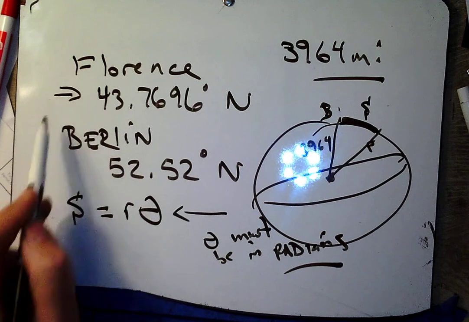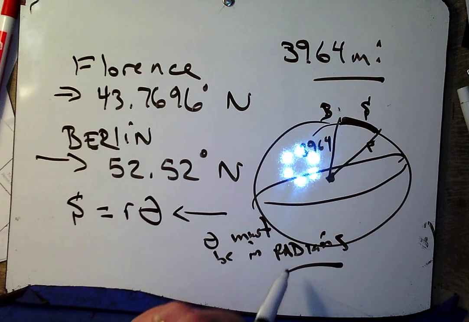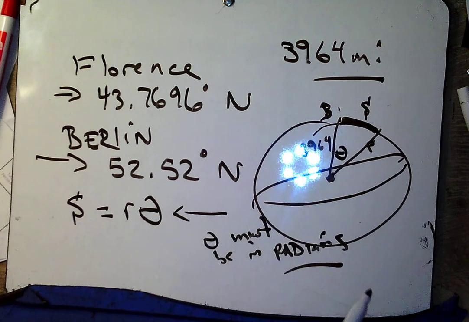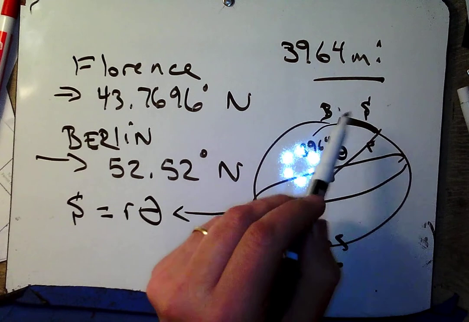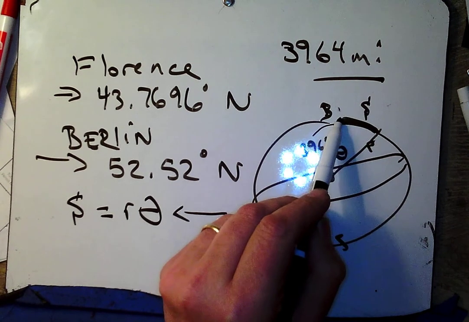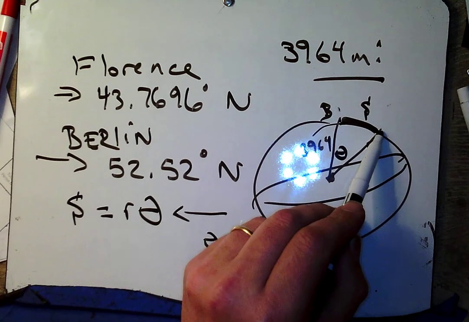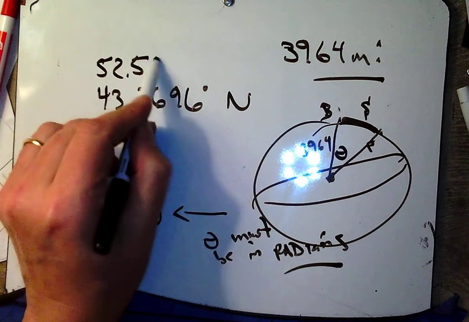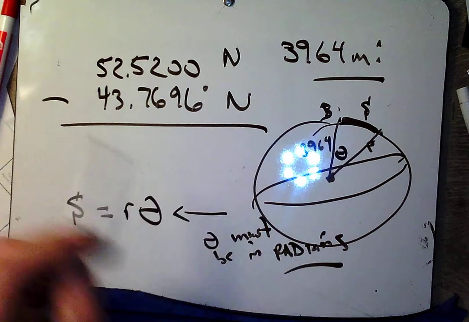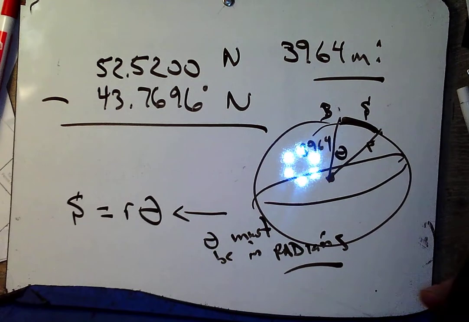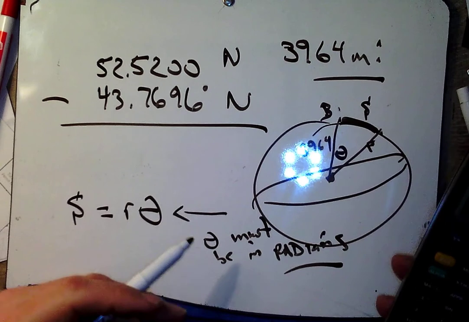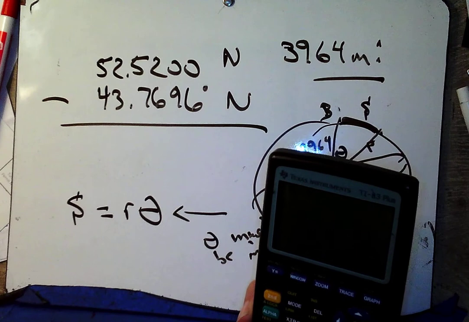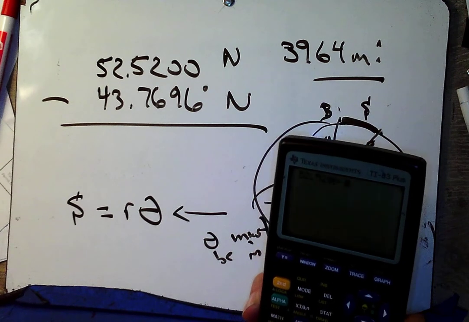So even though I've been given degrees to start this problem, I'm going to have to convert to radians in order to use this. Okay? Well, let's focus on this angle. This angle is the difference between the latitude of Berlin and the latitude of Florence. So I could subtract. They're already in decimal degrees. If they had been given to me in degrees, minutes, and seconds, the first thing I'd want to do is put them in decimal degrees, because then I could actually just do some subtracting.